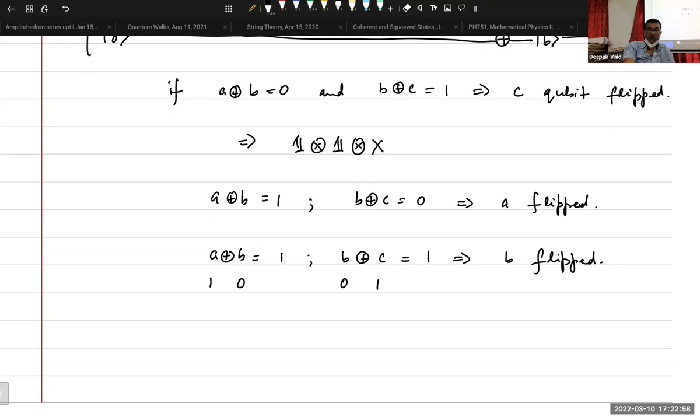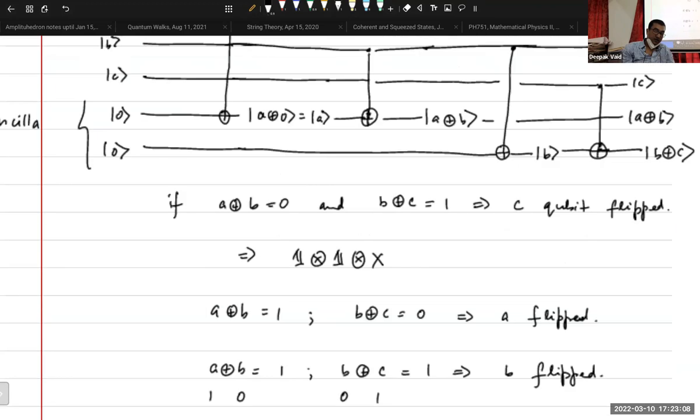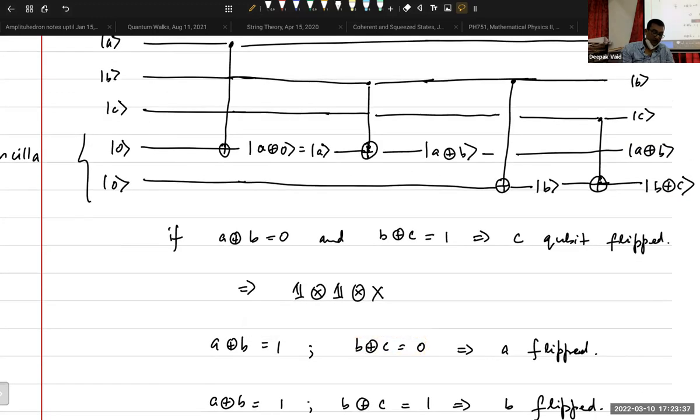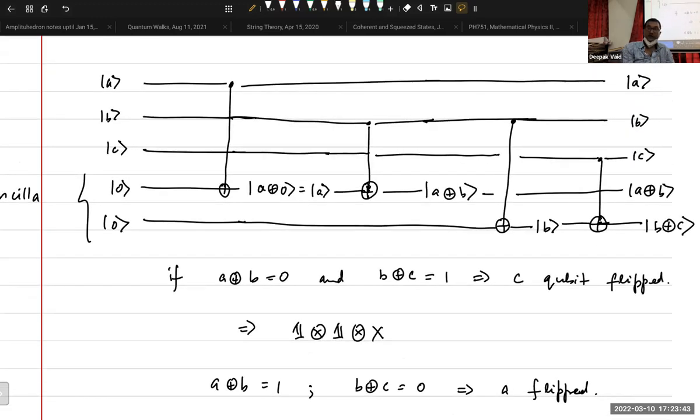Now what we want to do is, depending on the value of the parities, apply the recovery procedure. So the recovery procedure is conditioned on the values of these parity qubits. So now if B XOR C is 0 and A XOR B is 1, that means A has flipped. So we want to apply the X operation on A.